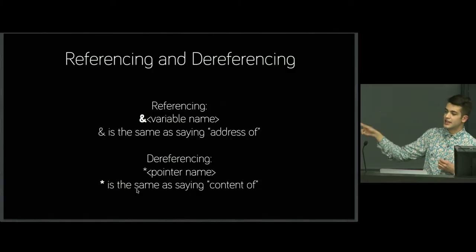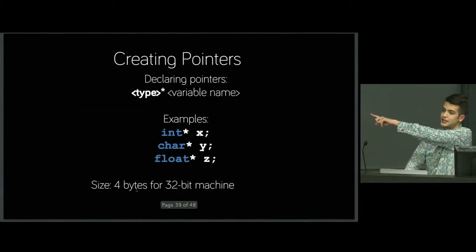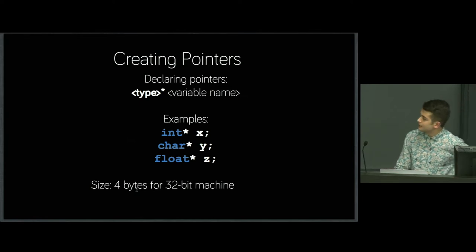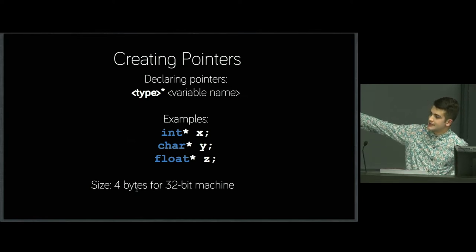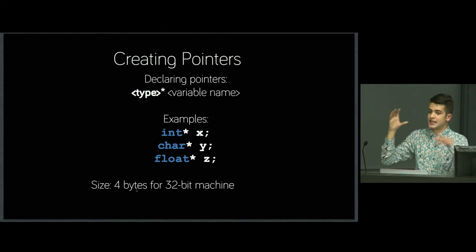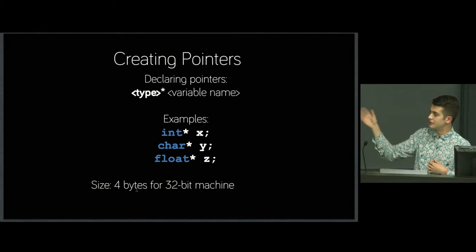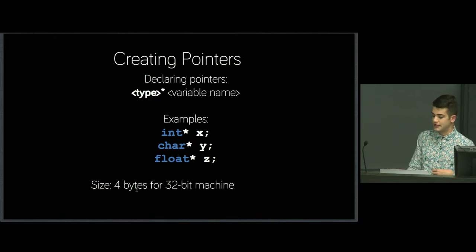So referencing and dereferencing. There are two operators that you guys should remember. The first is ampersand, the second is star. Don't get confused by that star and this star, because remember that in this case, you have int star. It's a whole thing together. There's no int space star. So it means that it's the type. When you have the variable type and a star, you're talking about the type.